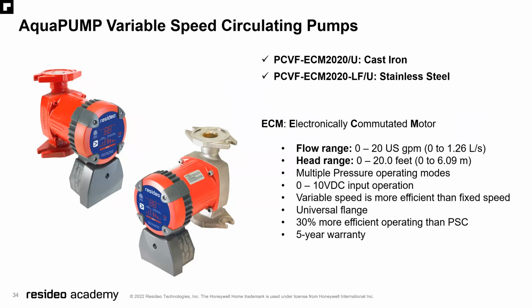We've also added to this line variable speed circulating pumps in cast iron and stainless steel with an ECM, an electronically communicated motor. The flow range on these is 0 to 20 US gallons per minute. The head range is 0 to 20 feet. Multiple pressure operating modes. They accept a 0 to 10 volt DC input for their operation. Variable speed being more efficient than fixed speed. It has a universal flange, 30% more efficient operating than PSCs, and a 5-year warranty.